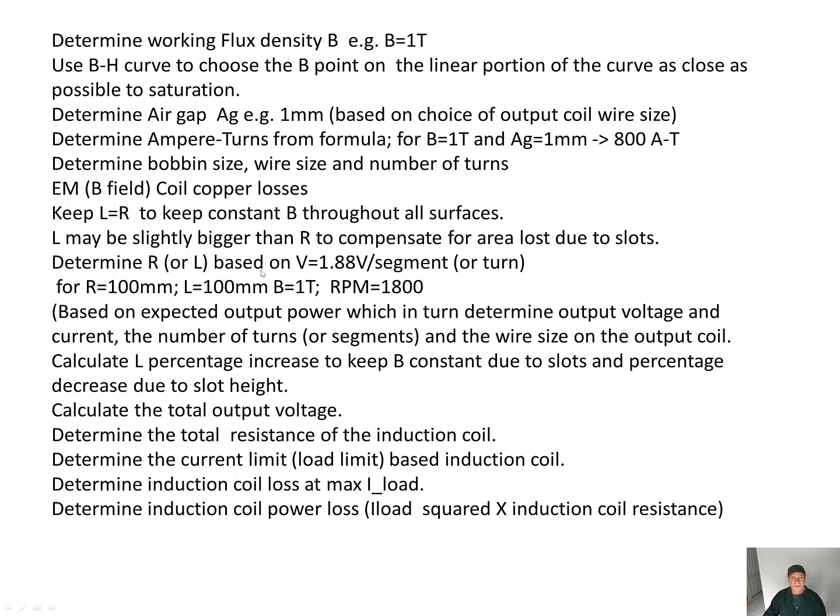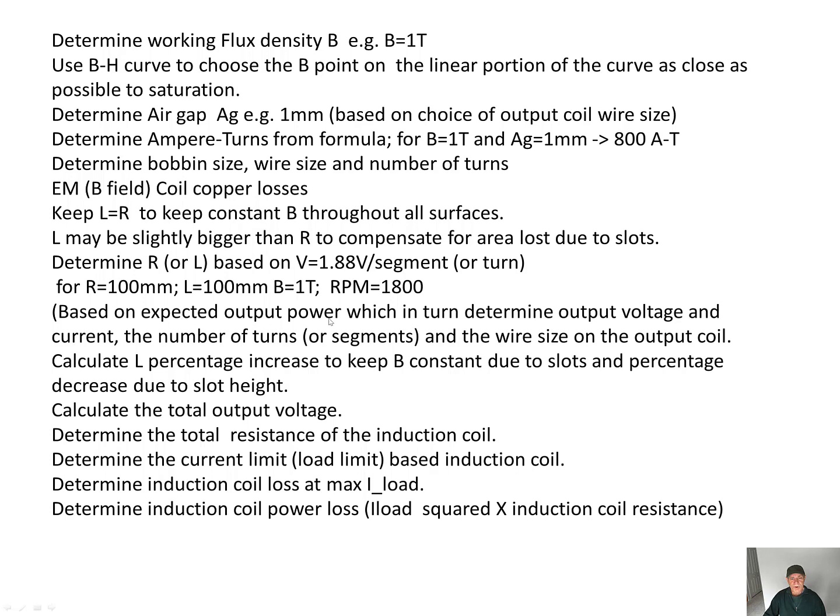Determine R or L based on V equals 1.8 volts per segment or turn. For R equals 100 millimeters, L equals 100 millimeters, B equals 1 Tesla, and RPM 1800, that's what gives you 1.8 volts per segment. But if you change these values, you change by a factor.